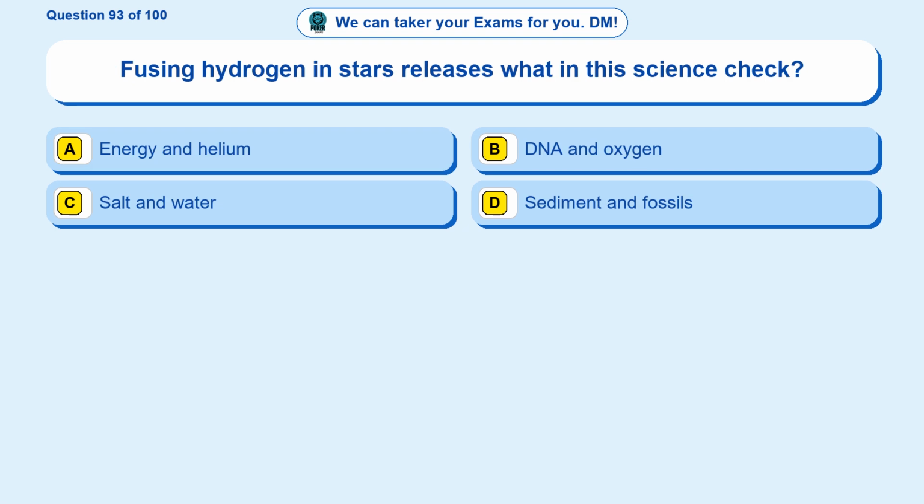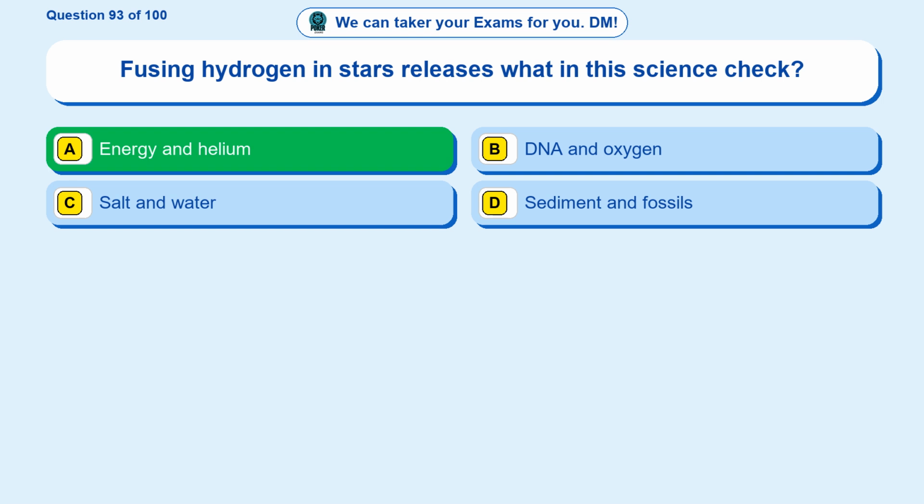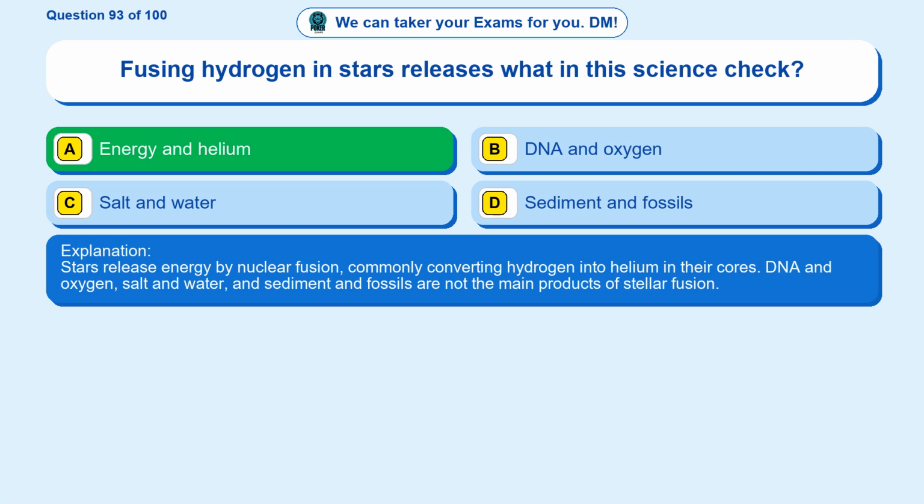Question 93. Fusing hydrogen in stars releases what in this science check? Option A, energy and helium. Option B, DNA and oxygen. Option C, salt and water. Option D, sediment and fossils. The correct answer is option A. Energy and helium. Stars release energy by nuclear fusion, commonly converting hydrogen into helium in their cores. DNA and oxygen, salt and water, and sediment and fossils are not the main products of stellar fusion.